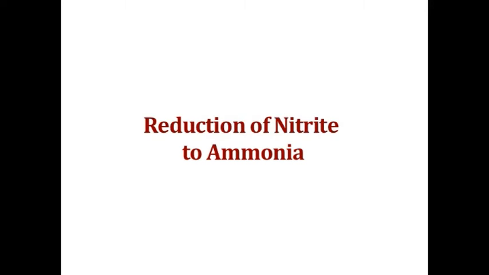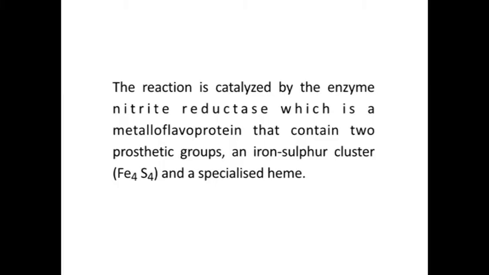Next, let us see the reduction of nitrite to ammonia. It is the second step of nitrate reduction involving the reduction of nitrite ions to ammonia, and it occurs inside chloroplasts in leaf cells and leucoplasts of other cells. The reaction is catalyzed by the enzyme nitrite reductase, which is a metalloflavoprotein that contains 2 prosthetic groups, which are an iron-sulfur cluster and a specialized heme.